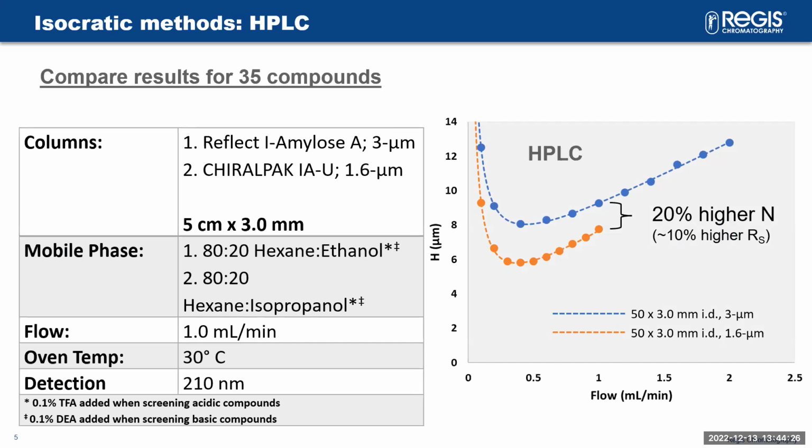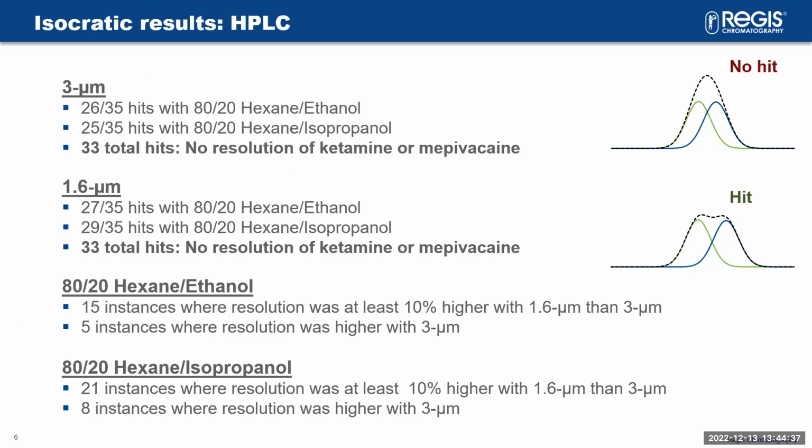But this was the column straight out of the box, so we went ahead and performed these comparisons, expecting that efficiency difference to translate to approximately 10% higher efficiencies when we did our comparisons. So those results are summarized here. That 3 micron column gave us a total of 33 hits, but no resolution at all for two compounds, ketamine and mepivacaine. And it was the same story qualitatively for the 1.6 micron column. So again, 33 total hits, no resolution of the same two compounds.